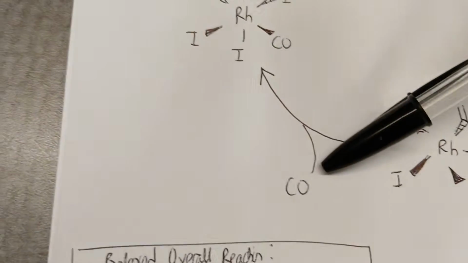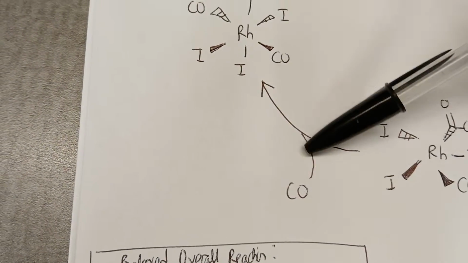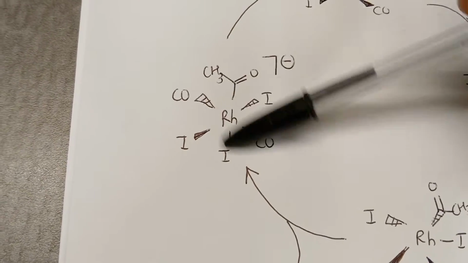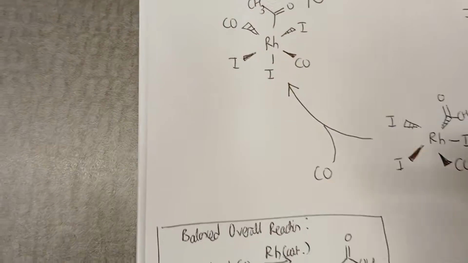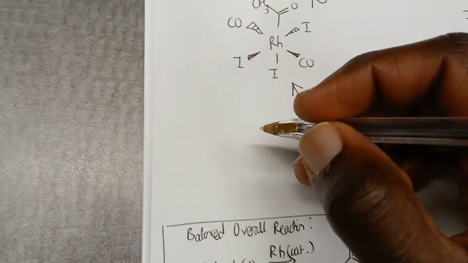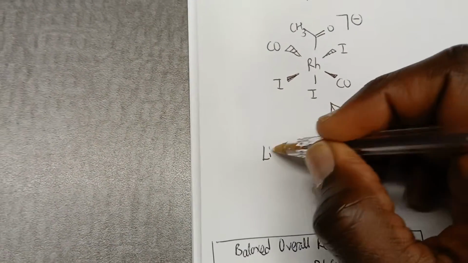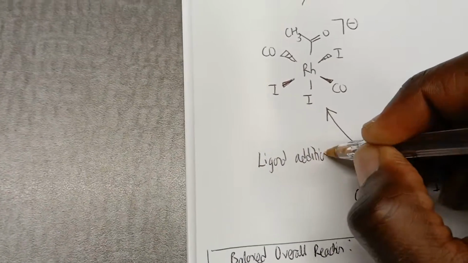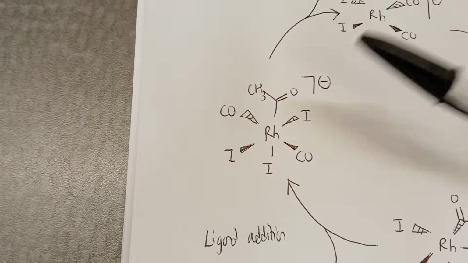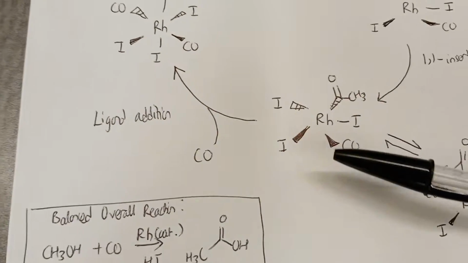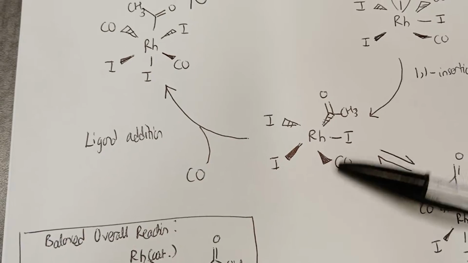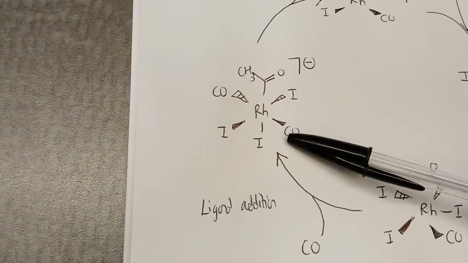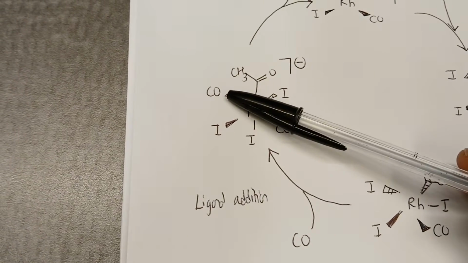So from there, we add a carbon monoxide ligand to form this complex. And this step would be a ligand addition, not an insertion, but a ligand addition. That's because we're increasing the ligand bond number for this complex, because initially we only had one carbon monoxide ligand directly attached to the metal center, but now we have 2 of them. So one here and one there.